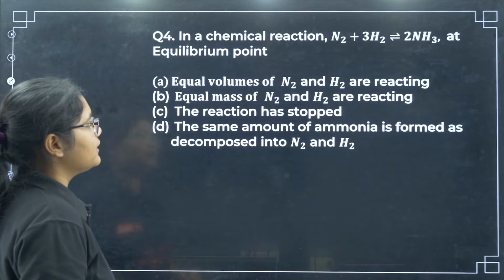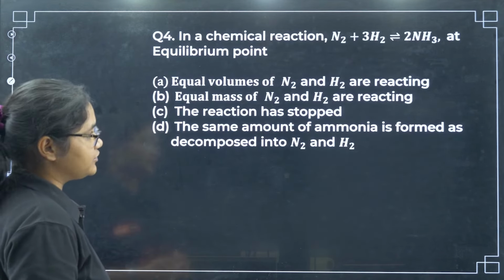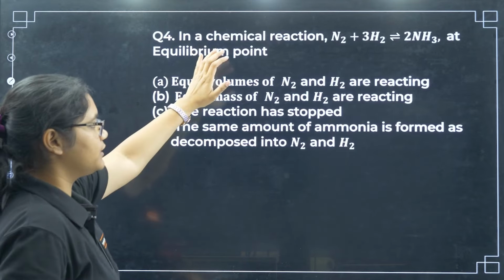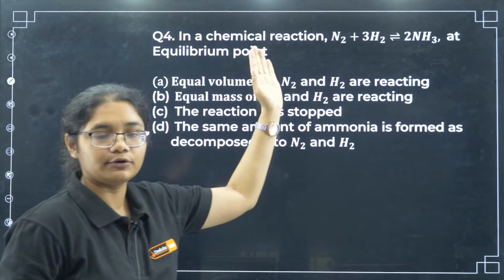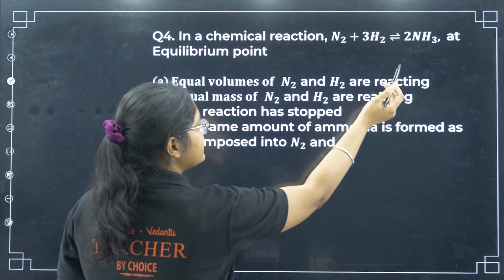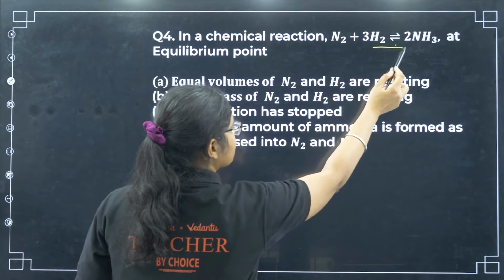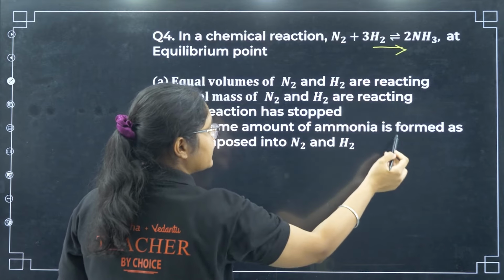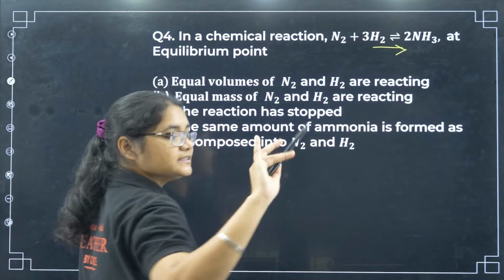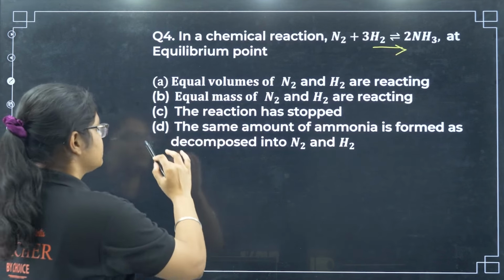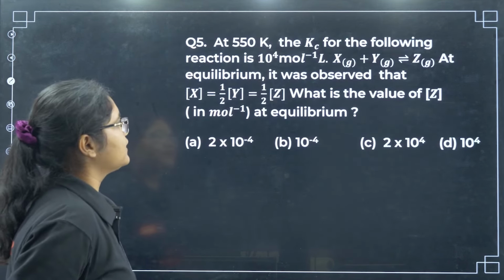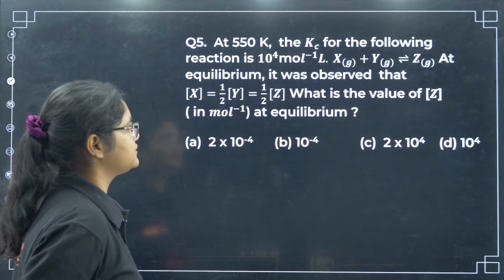Next, in a chemical reaction N2 plus 3 H2 gives 2 NH3 at equilibrium point. So when the reaction is at equilibrium, forward reaction will be equal to backward reaction. So I can say the same amount of ammonia is formed, means forward reaction, same amount of ammonia is formed as decomposed. How much ammonia is decomposing? Same amount of ammonia will be forming. So option number D.